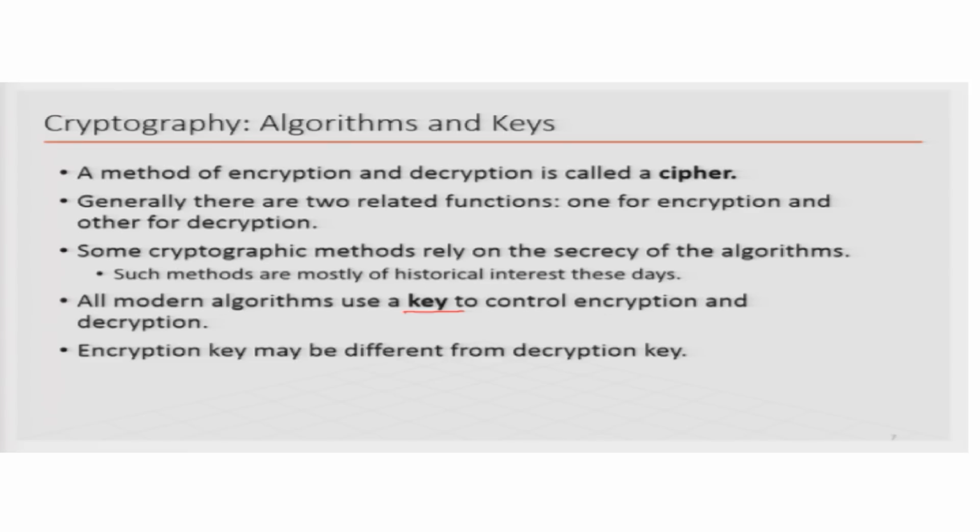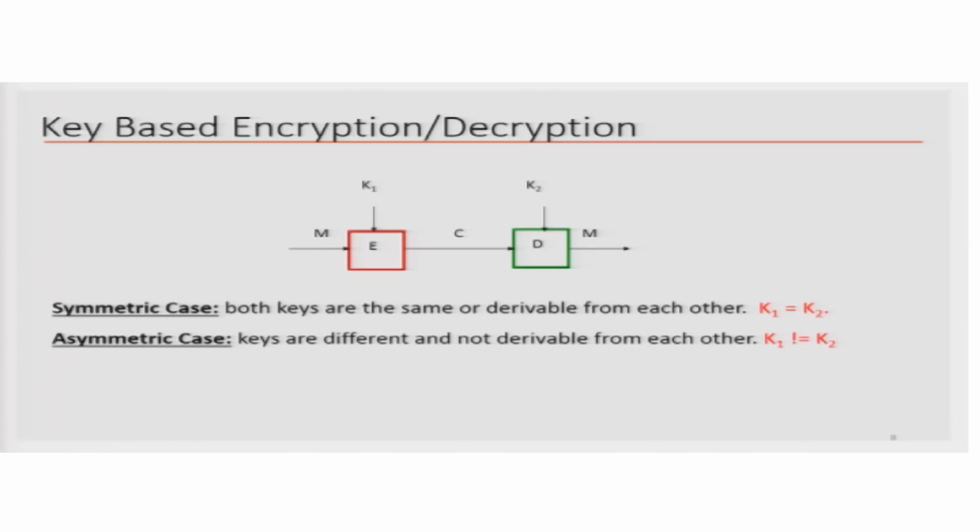The encryption key and the decryption key may be the same or may be different, and based on whether they are the same or they are different, we have two types of encryption or decryption method, which are called symmetric encryption or asymmetric encryption.